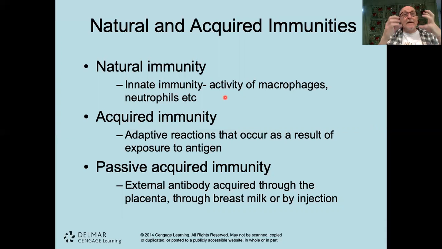It sees bacteria and it says, oh, bacterium. It sees fungus, it says, oh, fungus. And it can produce particular responses to classes of antigen, not specific antigen. Acquired immunity is that immunity system that we've just talked about. It's how we acquire knowledge about antigen.